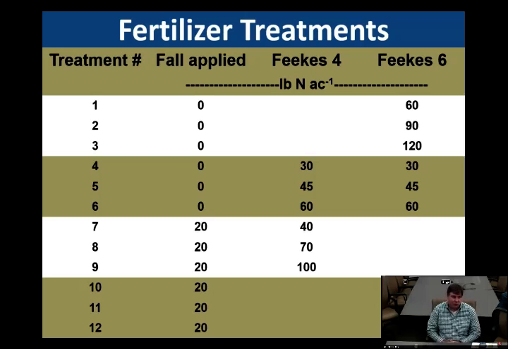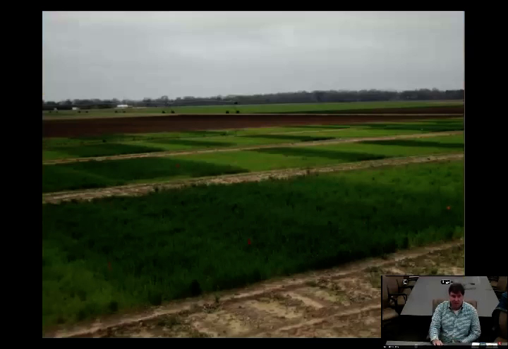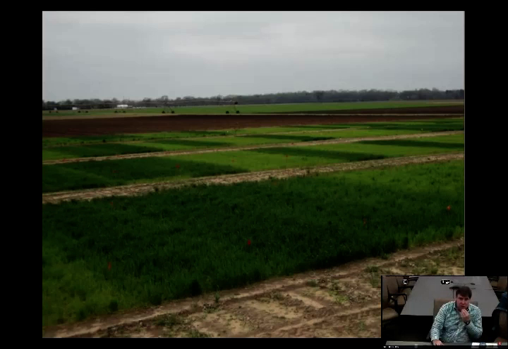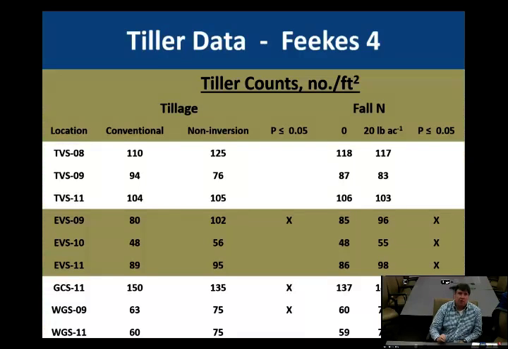And then Feekes 6 would come in about a month after that, approximately. So that shows you kind of our times of application. This is just a picture from Wiregrass, kind of shows one of the locations. You can see we did have a lot of variability in the experiment, from very green plants to very obviously nitrogen deficient plants. So there were definitely some differences we observed across this experiment.